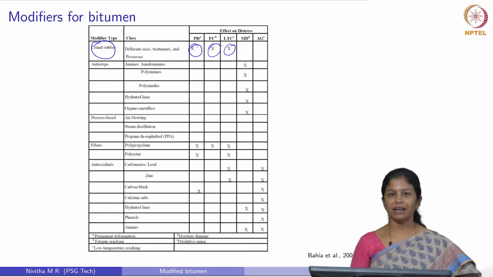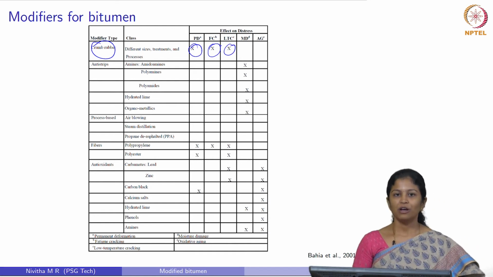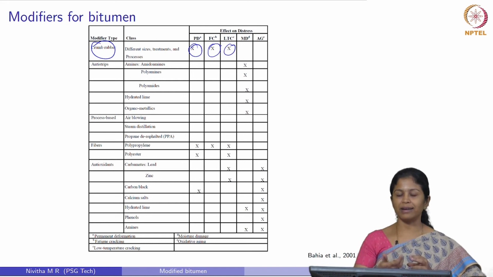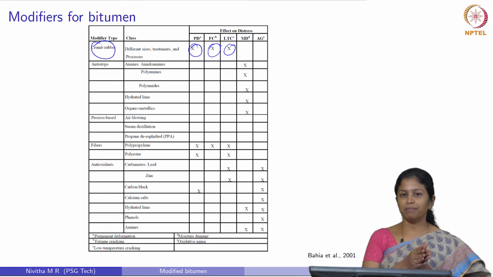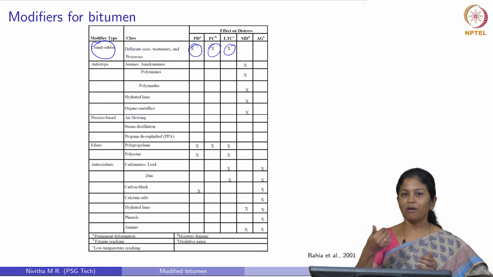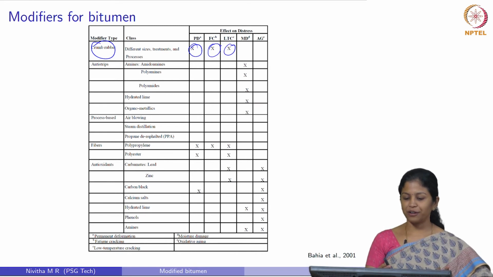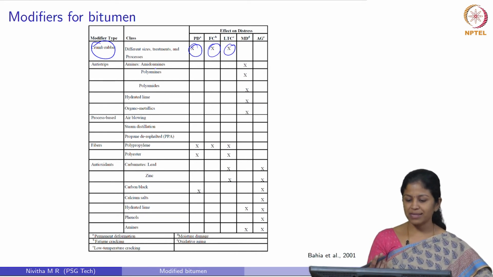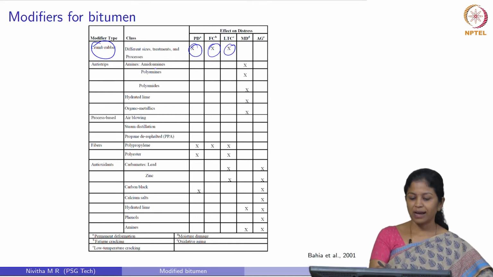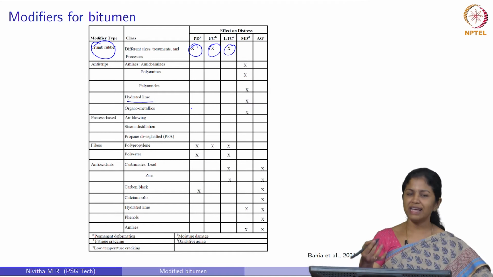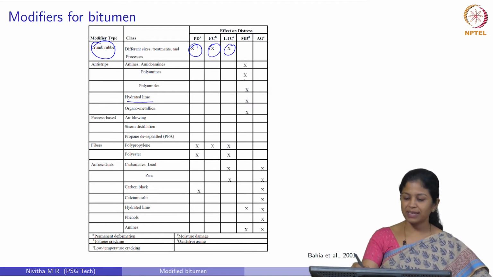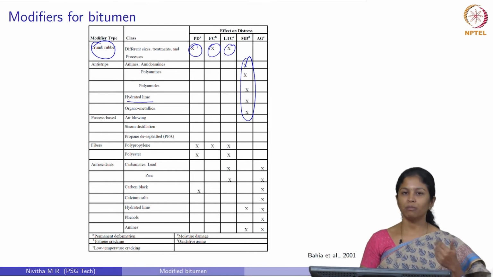Then we see another class of modifiers which are anti-strips. So, we see stripping, right. Stripping is nothing but the removal of the film of bitumen coating the aggregates. So, anti-strip is nothing but the modifiers which are added to minimize or reduce the stripping action of the water. So, we can see again a wide variety of anti-strips: amidoamines, polyamines, polyamides, hydrated lime, organometallics. So, these are some different variety of anti-strips, and we see that all of them have a positive effect on moisture damage, because that is what they were intended to do, reduce the effect of moisture damage on the pavement.